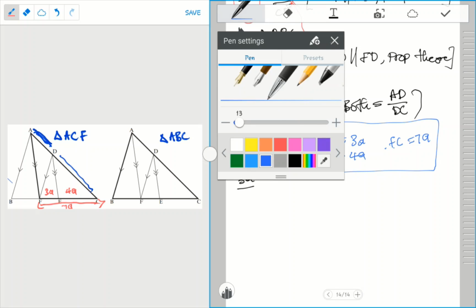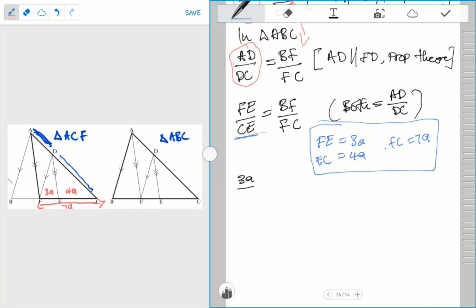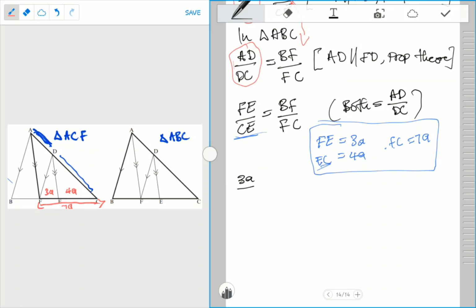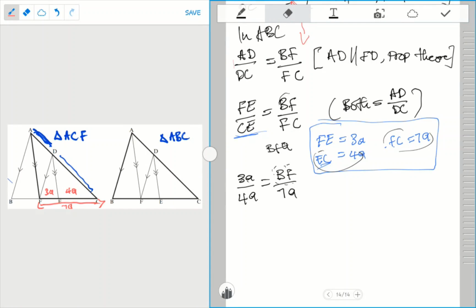You can still rewrite them as CE or same, that's the same. Okay, then now I made a mistake between this and also this. So now they are correct, which is EC. And then EC or CE is what? Is 4A, which is equal to BF, we don't know the value of BF, over FC. The distance between F and C is 7A.